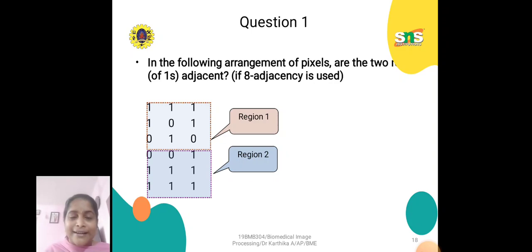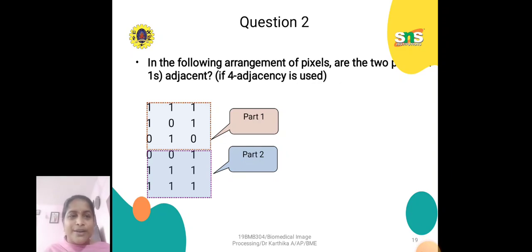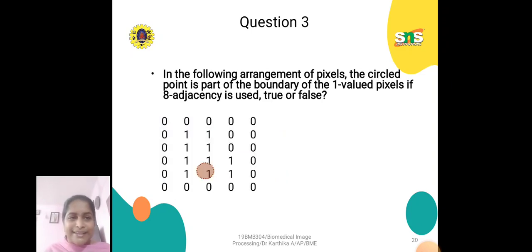See here, I have shown some questions for your assessment. In the following arrangement of pixels, for the two regions, if 8 adjacency is used, which are adjacent? Consider region 1 and 2. And this is your second question: consider part 1 and part 2 if 4 adjacency is used. And question 3: in the following arrangement of pixels, the circled point is part of the boundary of the one-valued pixels if 8 adjacency is used, true or false.